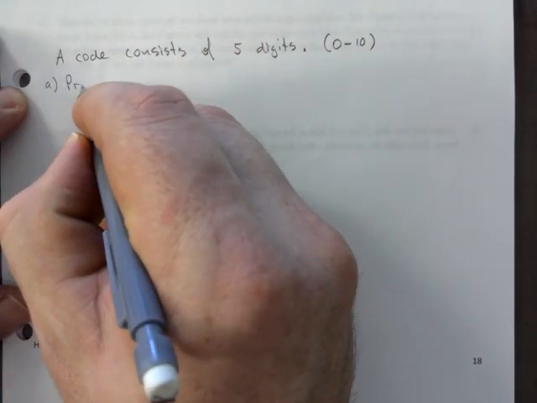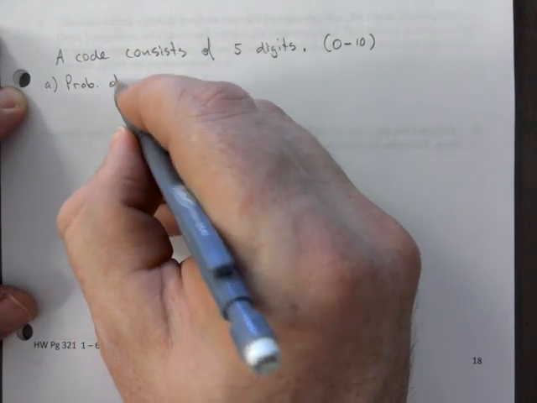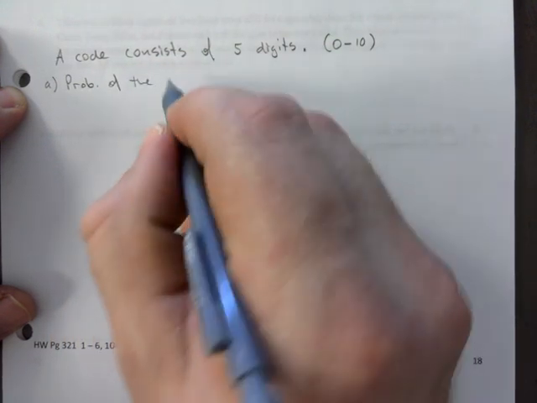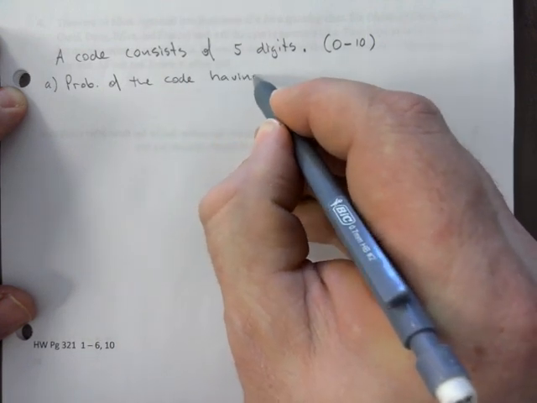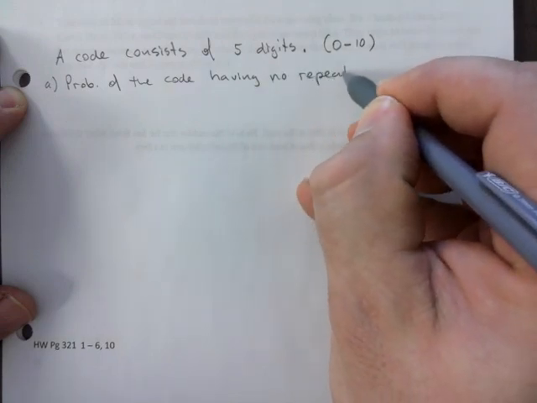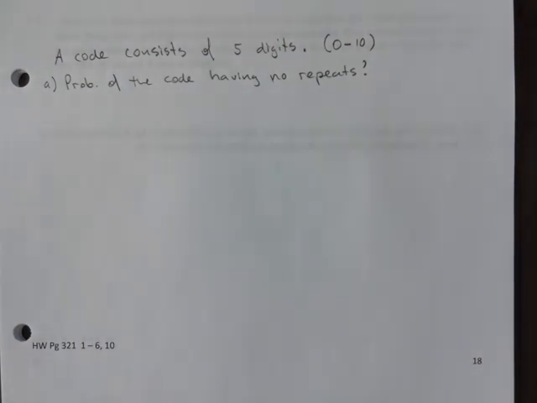What's the probability of the code having no repeats? What's the probability of the code having no repeats, like no digits repeating? How would you do that?